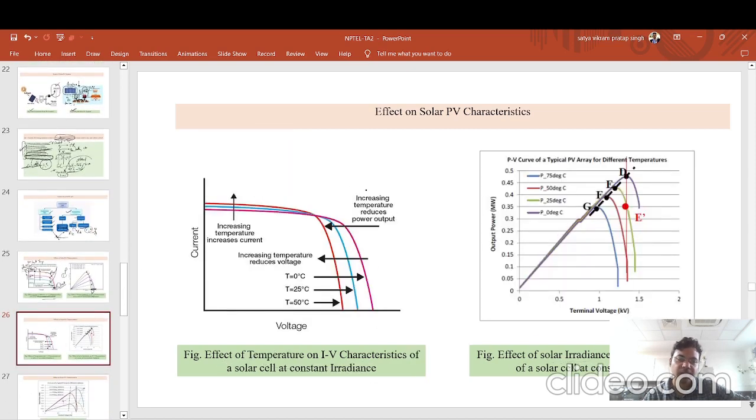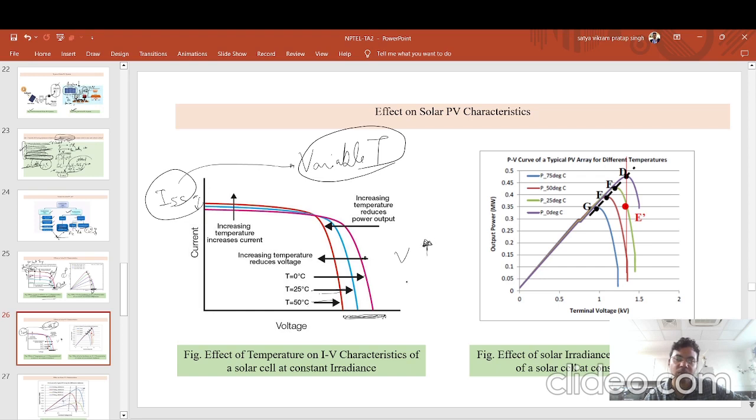Coming to the next figure, this is the variation at a variable temperature. If you see, the ISC changes very little during this variable temperature, but VOC changes very much. If you go from 50 degrees to 25 to 0 degrees, the VOC will increase if the temperature decreases, and your ISC will be nearly constant, and the Pmax also nearly constant.